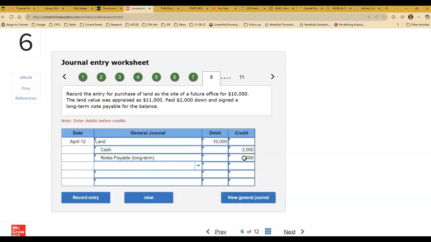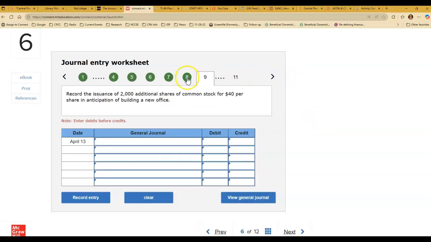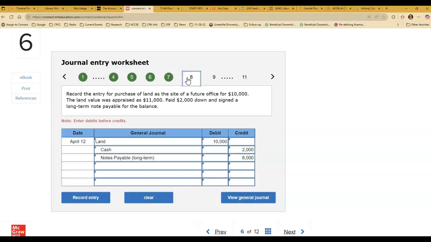Now, does the finance department care about the appraised value? Yes. The accounting department, not so much. How we doing? Any questions on that one?